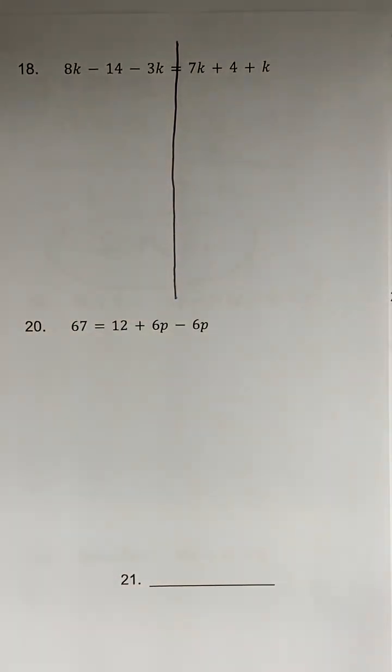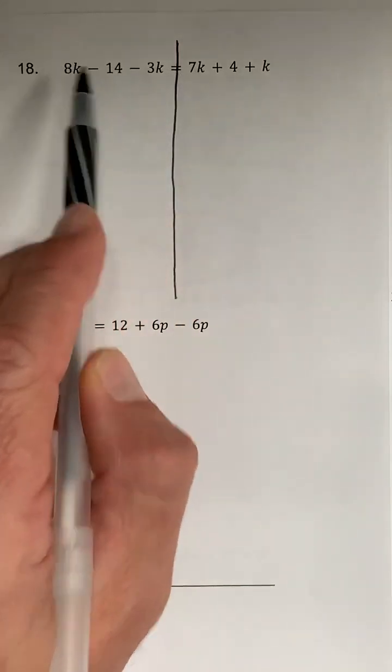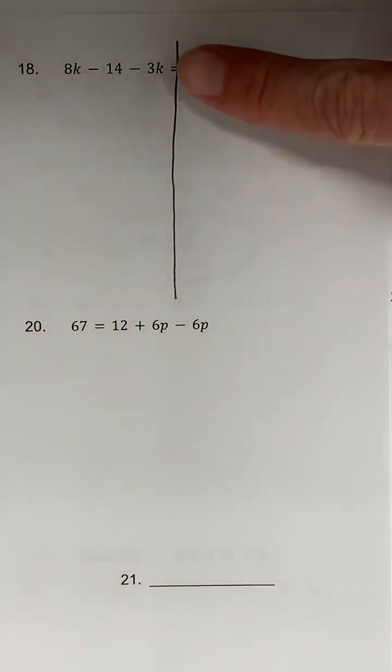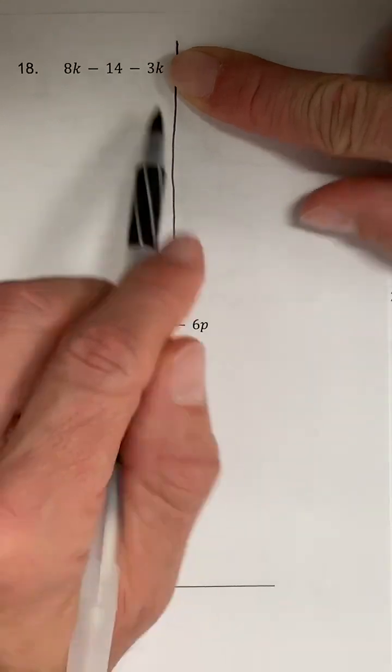The first thing I always look for are parentheses. If there's a parenthesis, then I want to take care of that, but there aren't any parentheses in this problem, so we can move on. The next thing I do is cover up each side of the equation at a time, and I ask myself, are there any like terms that could be combined?